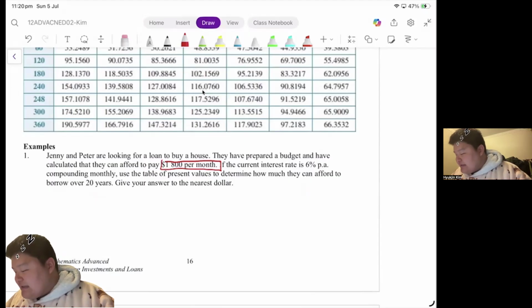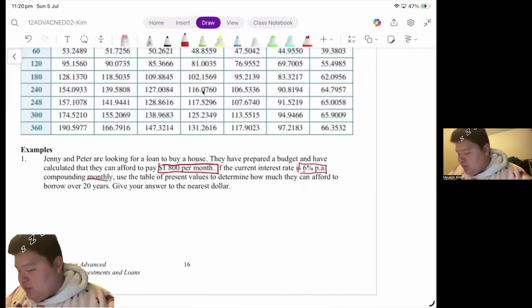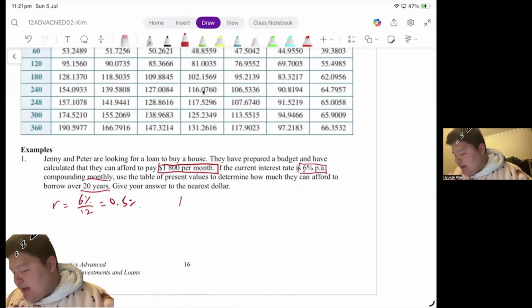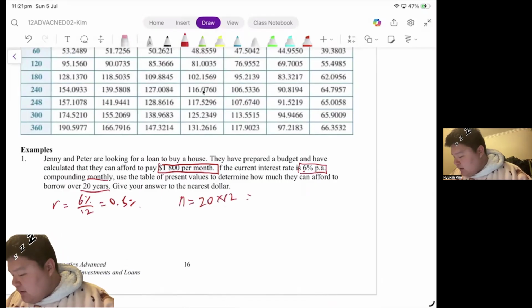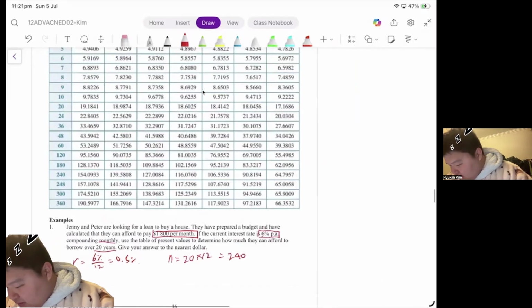What the bank does is that we're going to take this interest rate that we have, compounding monthly, R equals 6% over 12, 0.5%, and I'm going to be looking at it for 20 years. That means it's going to be N equals 20 years but 12 months per year, 240 months.